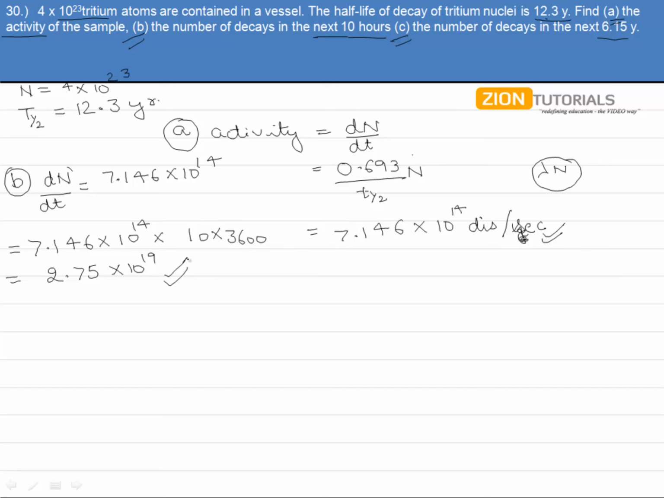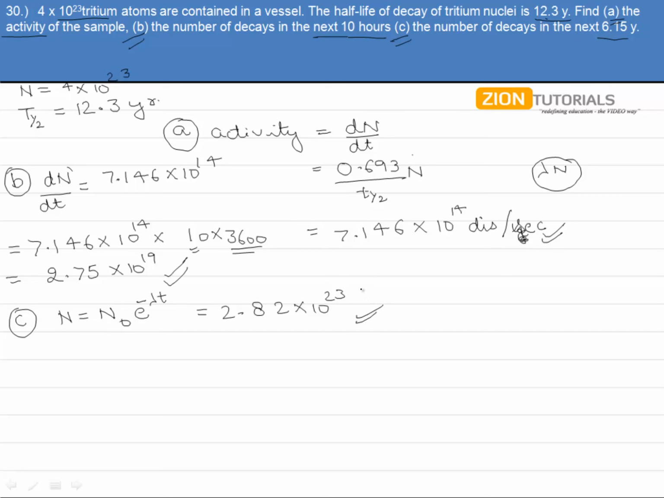Now proceeding further, that is the number of decays in the next 6.15 years. Now friends, before proceeding to the third part, why did we multiply 3600? Obviously because this rate was in per second and we had the time in hours, so we converted this into seconds, right? Similarly, proceeding to the third part, we can write down the total number equal to N naught e to the power minus lambda t. So we can write it as 2.82 into 10 to the power 23 now.